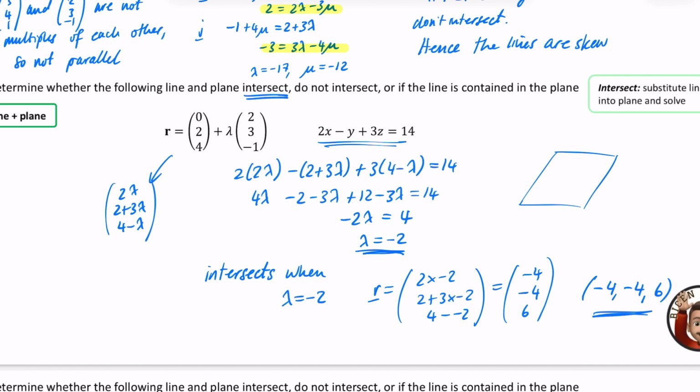What this looks like geometrically when you have a plane, there is a line, it is hitting the plane, it goes through the plane and comes out the other side like that.